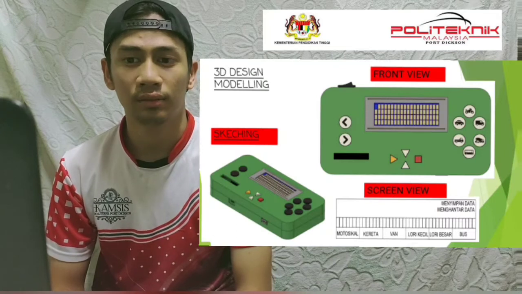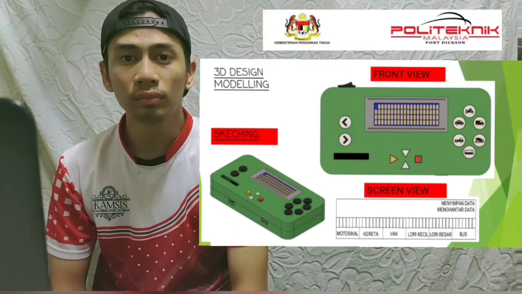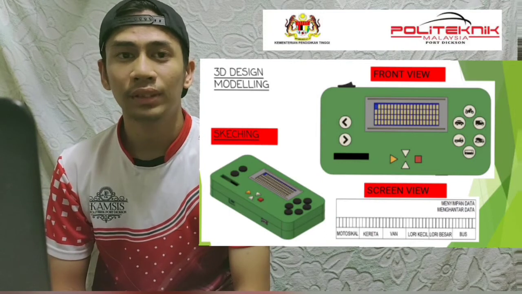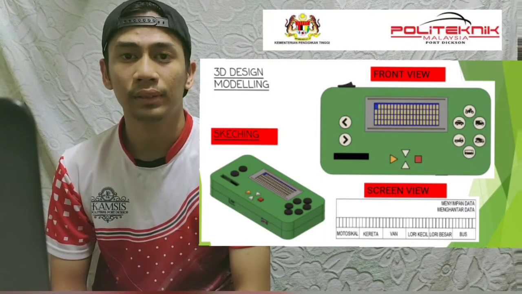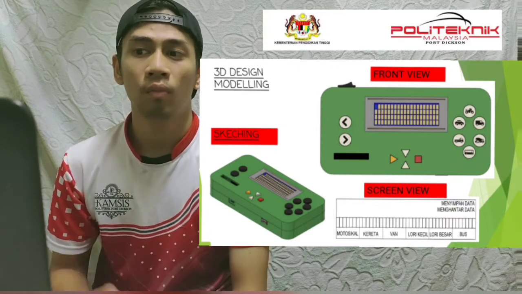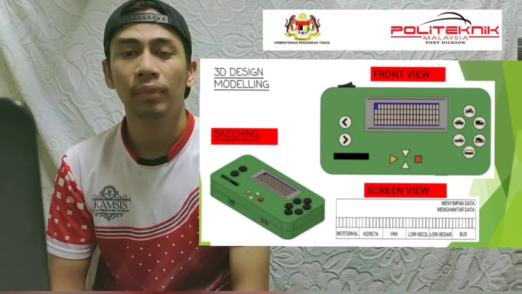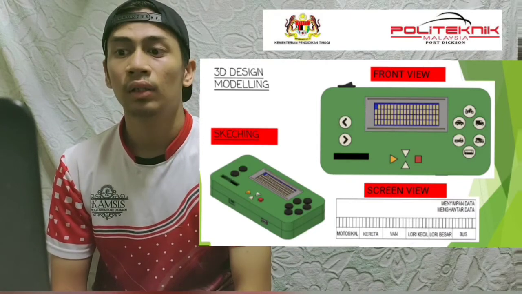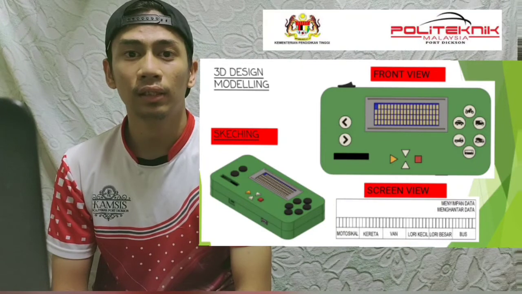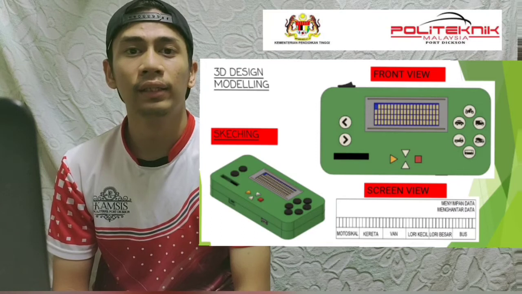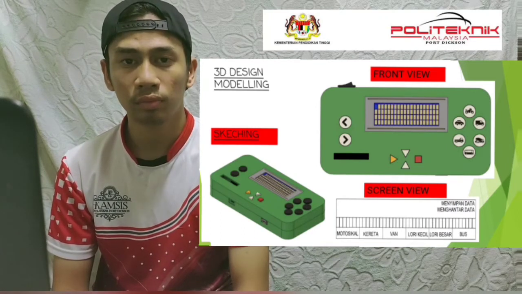Next, 3D design modeling. First, sketching. We sketch our product with our design. In the front view, we see six buttons on the right side: motorcycle, car, van, small van, big van, and bus. The square shape is to reset the data, and the triangle up and down is to change the digit of I-coft. The triangle on the left side is for play and pause.